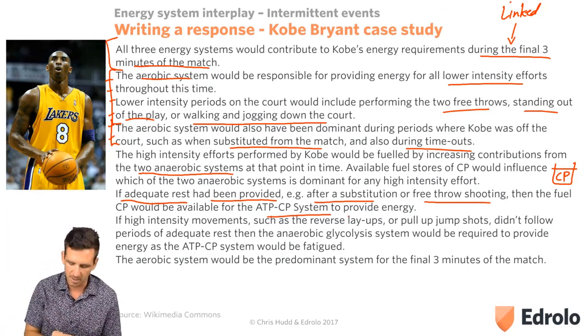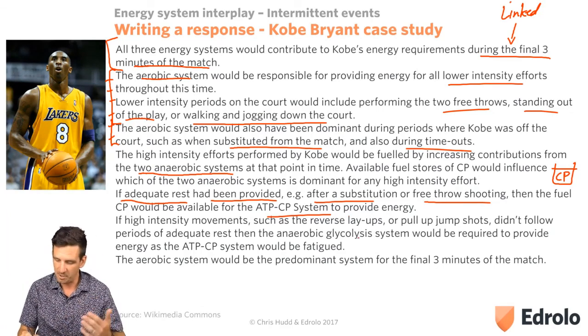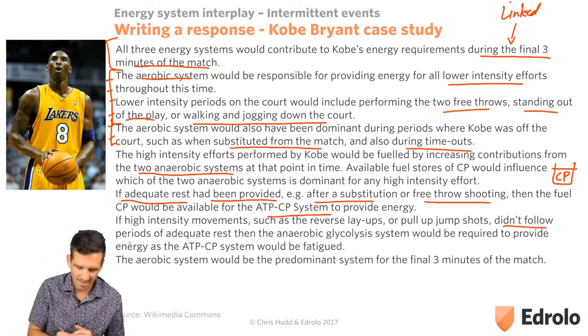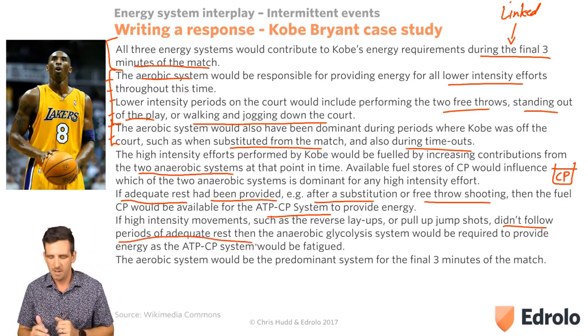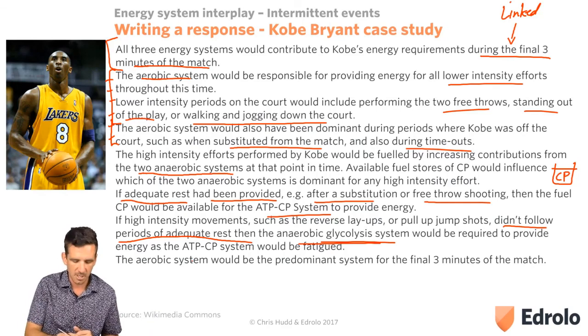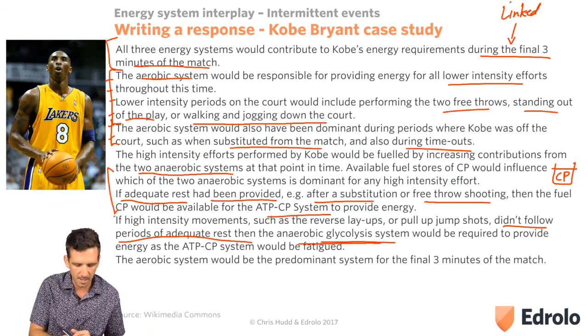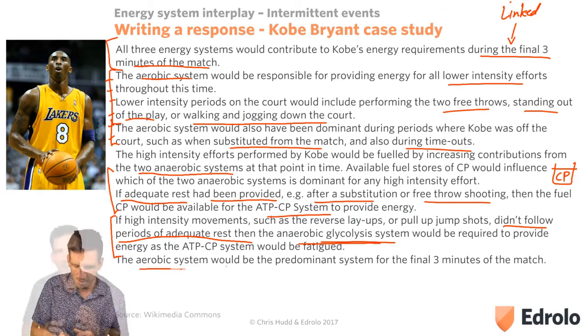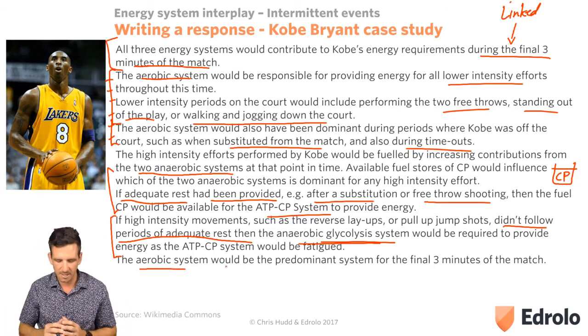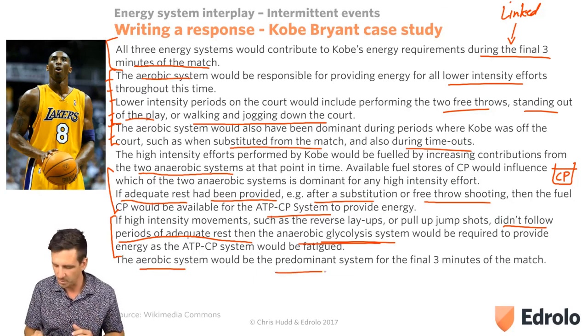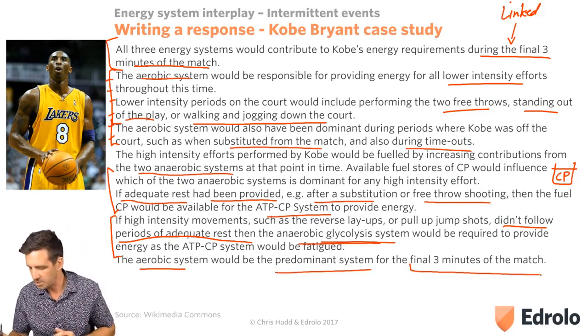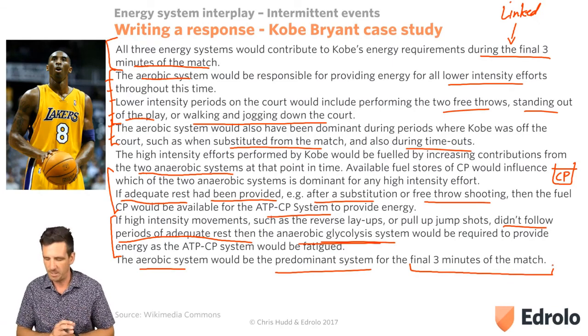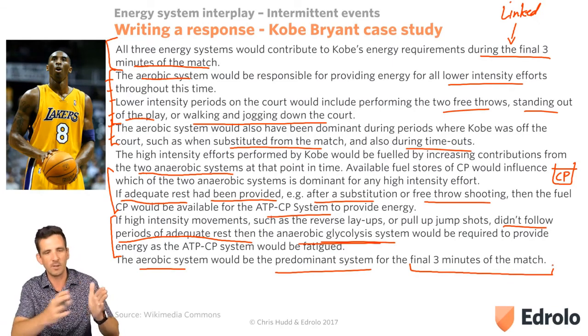If, however, the high intensity movements such as the reverse layups and pull-up jump shots didn't follow periods of adequate rest, then the anaerobic glycolysis system would be required to provide the energy because the CP system's fatigued. So I've talked about ATP-CP, I've talked about anaerobic glycolysis. And then I finished it off, I sort of wanted to have a holistic view here and talk about the aerobic system being the predominant system over the entire final 3 minutes. So talking again about predominance over the whole duration there.